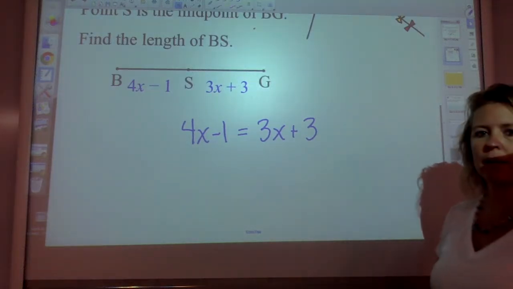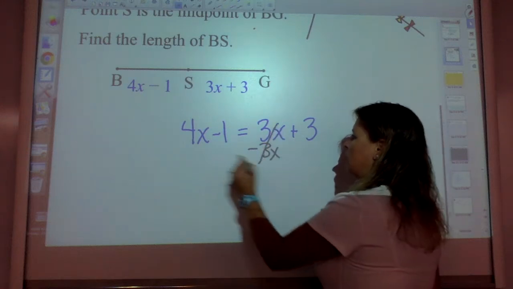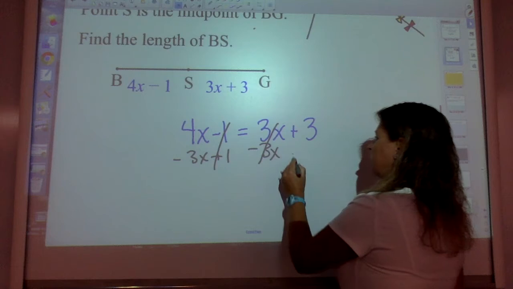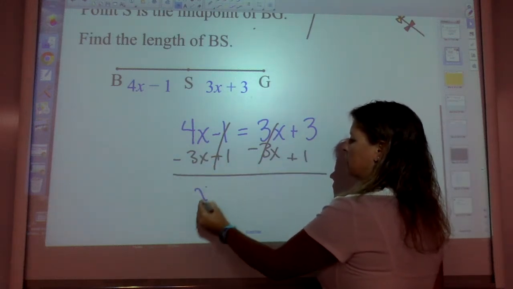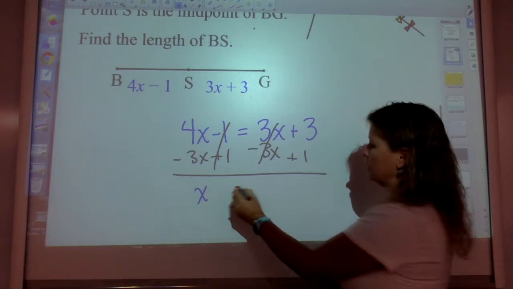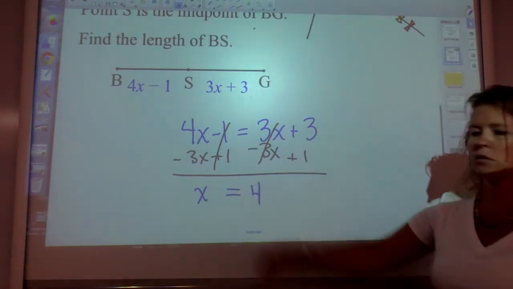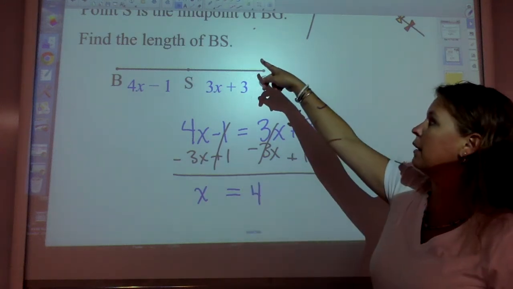Once they're set up equal like that, you can do the math, solve it, put your x's on one side of the equation, put your numbers on the other side of the equation. 4x minus 3x is 1x. Of course, you would never write 1x. You would just write x, and 3 plus 1 is 4. There's your algebra problem, but it's not an algebra problem. It's a geometry problem. Go back and ask the question.